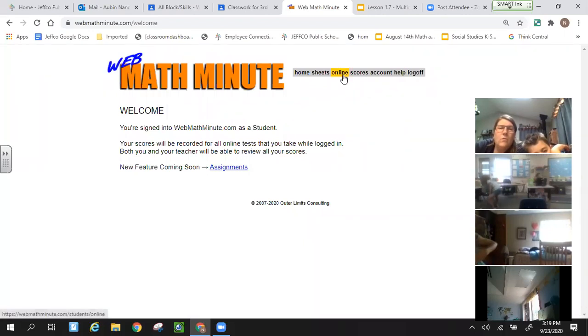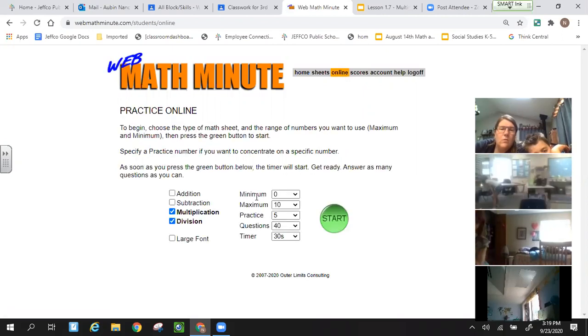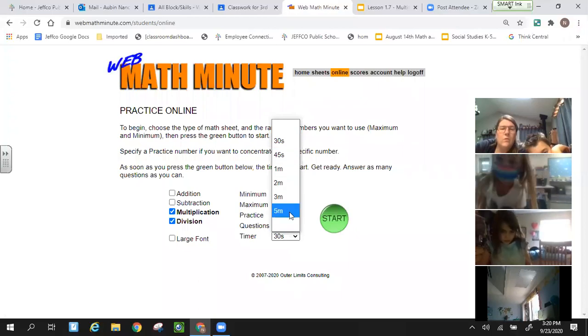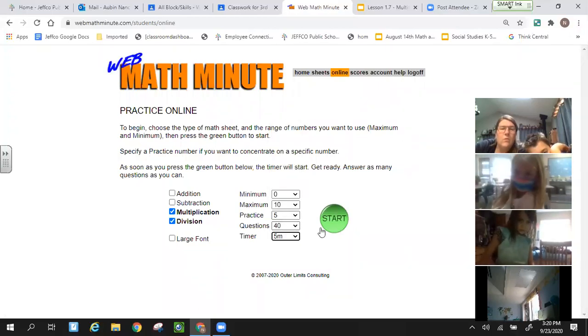Then you go to online. You make sure multiplication and division are clicked. Your minimum is 0, your maximum is 10. You're practicing your 5s. You get 40 questions and you get 5 minutes. Then you click start. I don't want to start it because then I'd be doing Ben's test. And I don't want to do your test.